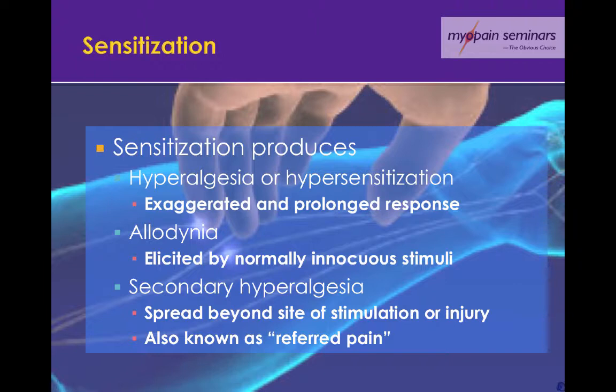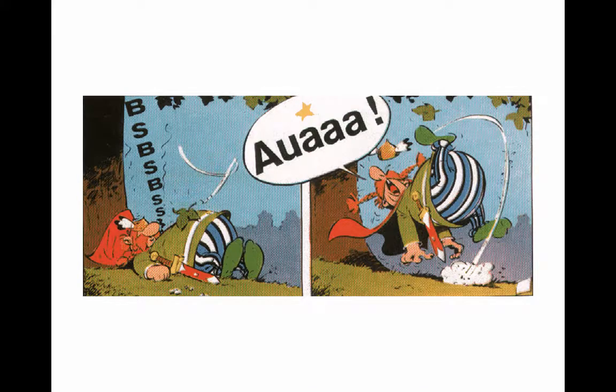Secondary hyperalgesia is a spread of pain beyond the site of stimulation or injury, and this is clinically referred to as referred pain. To illustrate the concept of allodynia, we're turning to the graphic novels of Asterix and Obelix. See what happens as this leaf works its way down towards a sleeping individual. As you can see, there is a painful response to a non-painful stimulus. This would be considered allodynia.